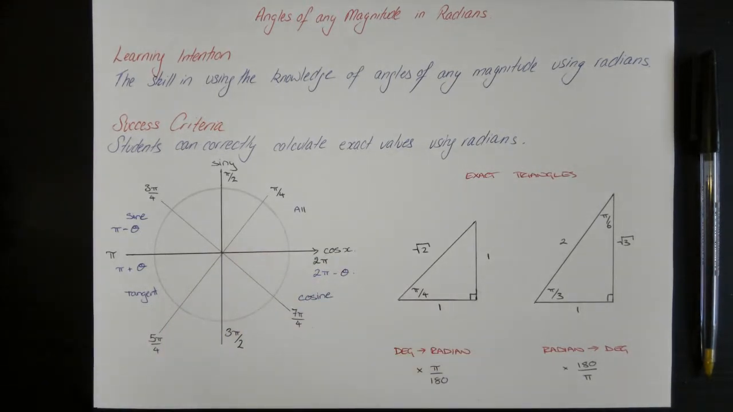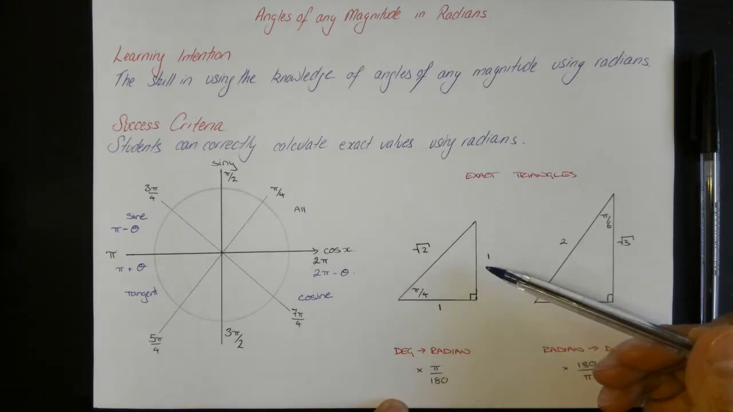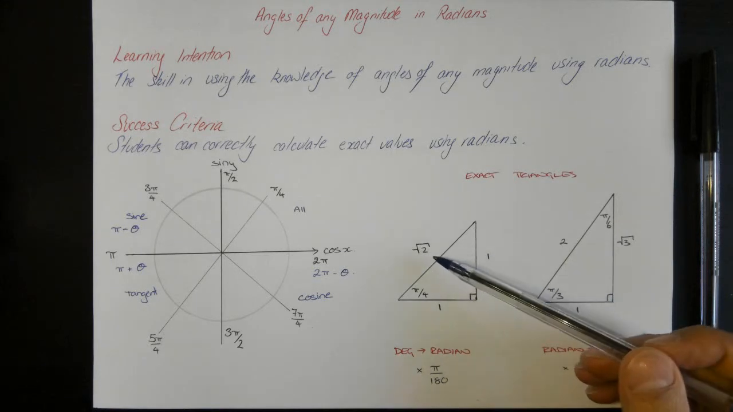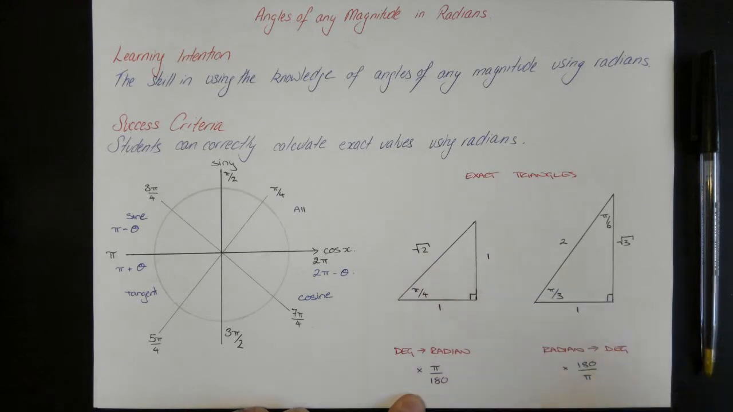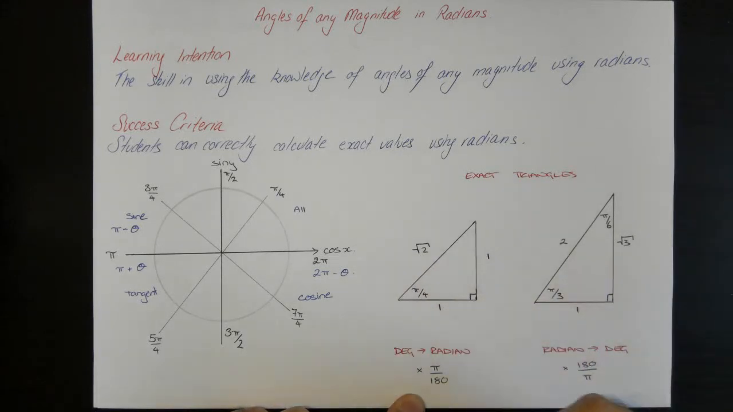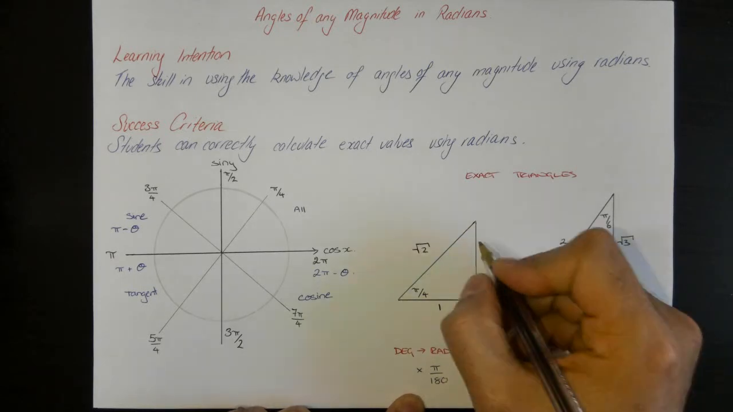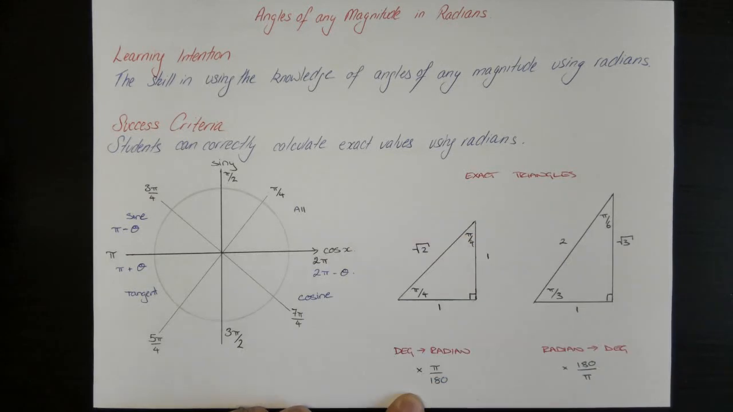Using our exact triangles, if we had an isosceles right angle triangle, so a unit of 1 and 1, would make the hypotenuse square root 2 using Pythagoras' theorem. And if it's an isosceles triangle, the base angles will be the same. So if that was a 90, both the base angles will be 45, which is pi on 4.